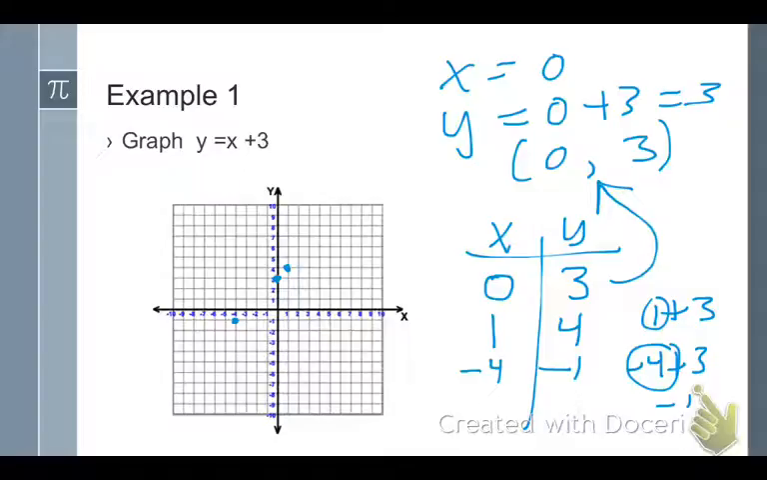Now, I really only needed 2 points to find a line, but finding a third one just confirms that I'm on the right track. And these arrows represent that this goes on forever in both directions there. So any point on this line, or that would be on the line if I continued it, is a point that would make this equation y equals x plus 3 true.